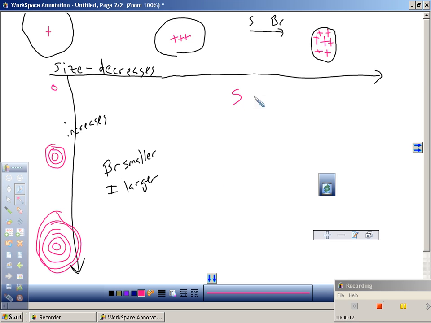Alright, so if I had sulfur and chlorine, again I just look, one's to the right of the other, size decreases as I go across. So chlorine is going to be smaller than sulfur. Going vertical, it gets larger as I go down. So if I had something like chlorine and bromine, chlorine is above bromine on the periodic table. They get larger as I go down the periodic table. So bromine would be the larger atom.